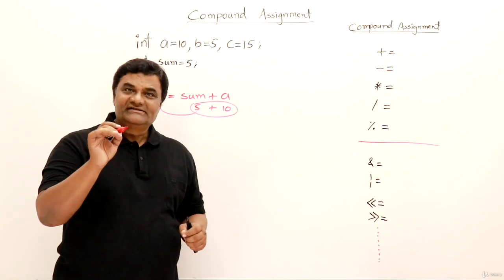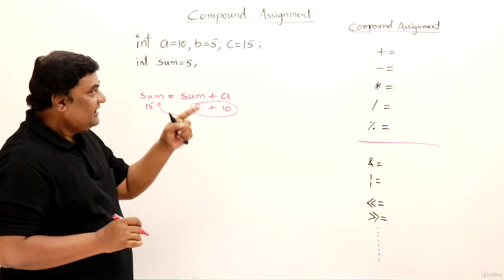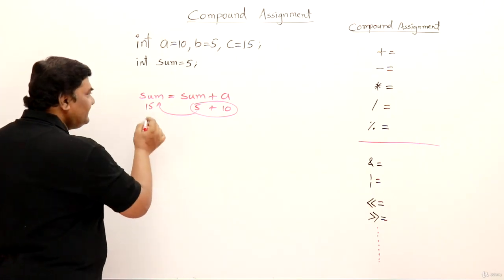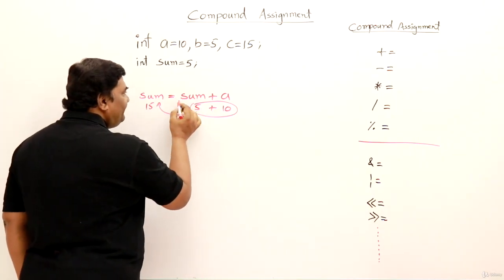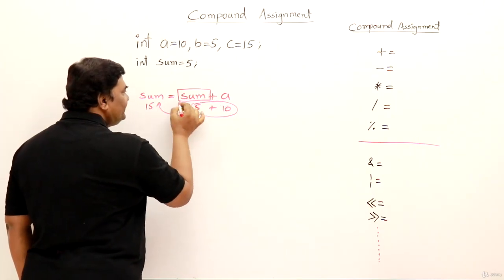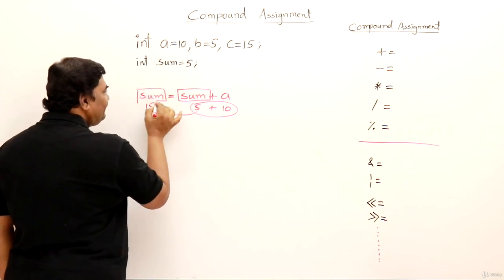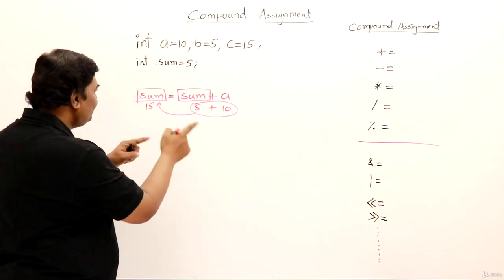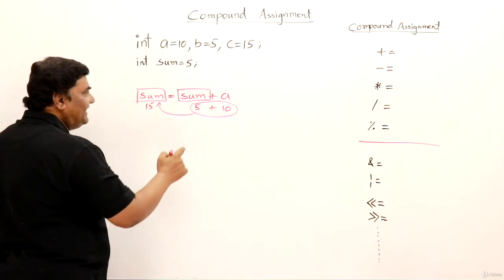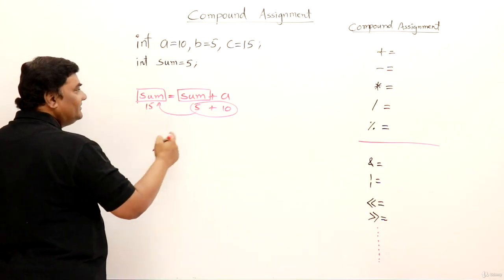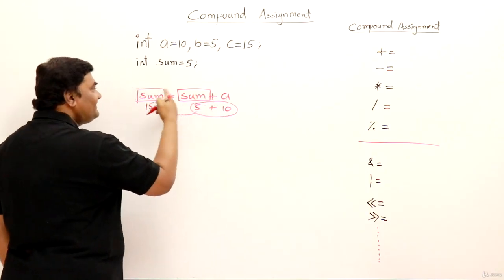Now we'll see that the same statement can be written using a compound assignment operator. See here in this expression, the variable sum is used on the right hand side of the assignment as well as the left hand side of the assignment. When it appears on both sides, it means that this result is added with sum and the result is stored in sum. So the value of a is added and the result is stored in sum.